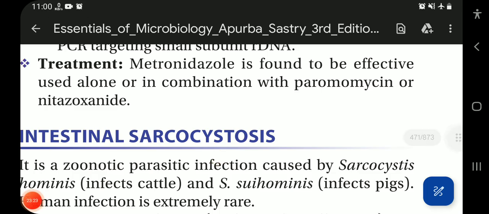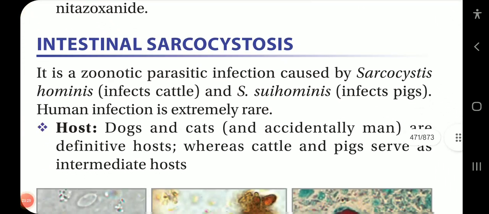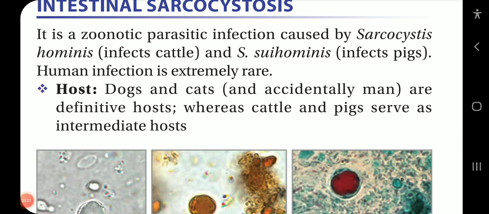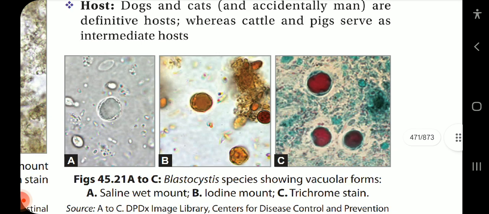Now coming on to intestinal sarcocystosis. It is a zoonotic parasitic infection caused by Sarcocystis hominis, which infects cattle, and Sarcocystis suihominis, which infects pigs. Human infection is extremely rare. Host: dogs and cats, and accidentally man, are definitive hosts, whereas cattle and pigs serve as intermediate hosts.